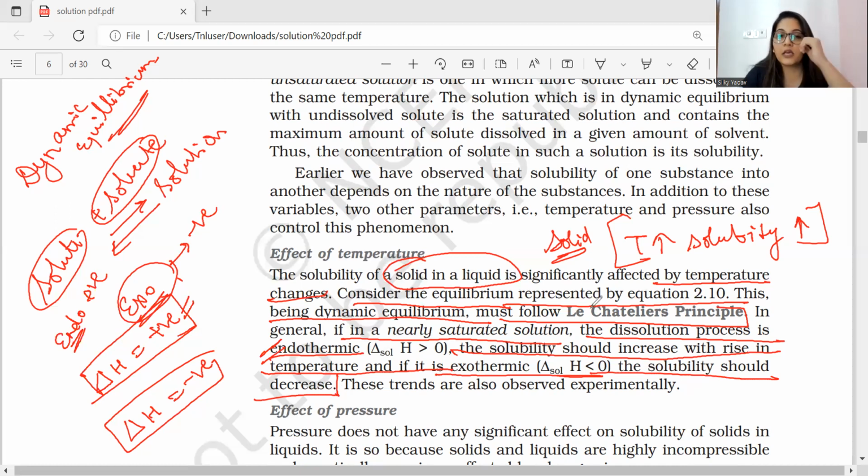So dissolution can be exo or endo depending upon whether it is a saturated solution or a non-saturated solution, right?